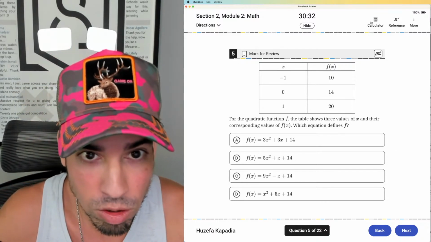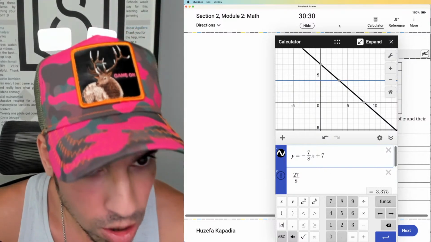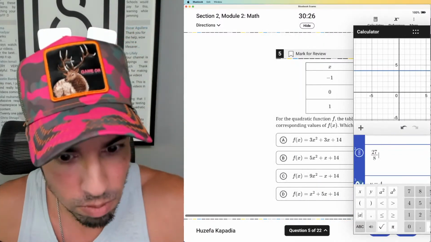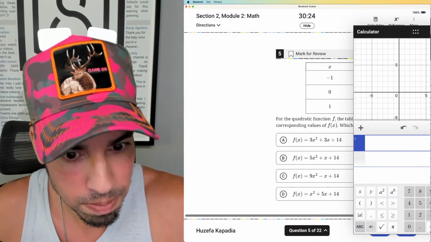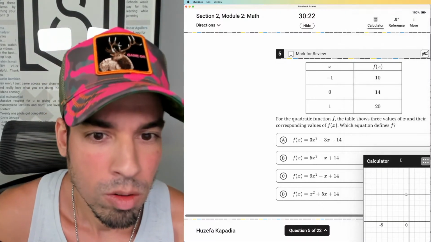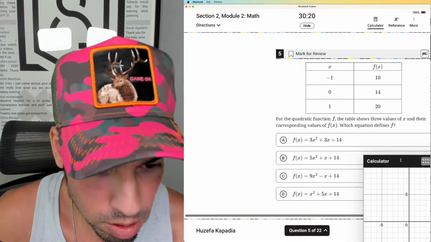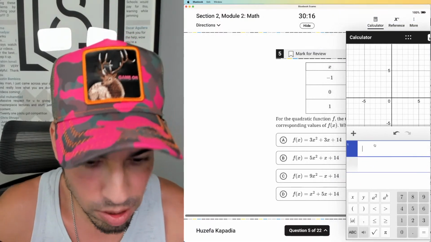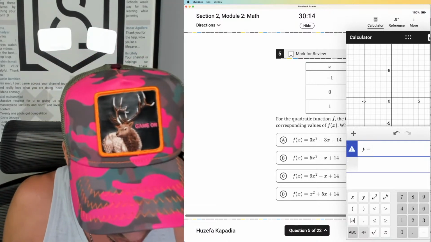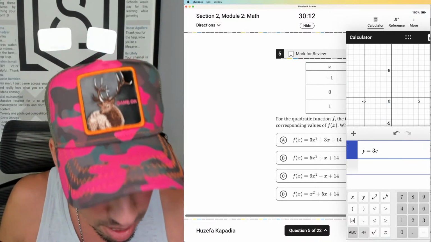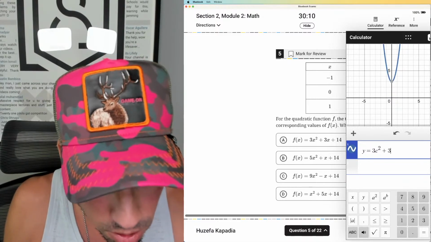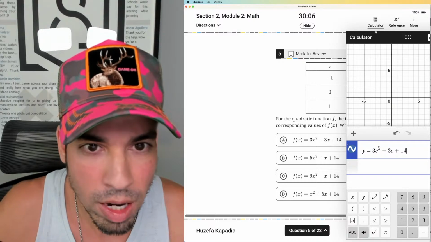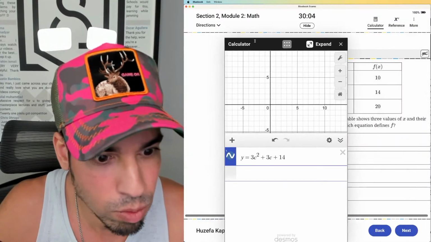Ooh, again, you can do this with Desmos. Check it out. We are going to put in all of these. What's the best way to do this? Okay, I know what we'll do. We'll say y equals 3, again I'm going to use c, not x, so I can add a slider. Plus 3c plus 14. Okay, and then we need -1 to give us 10.